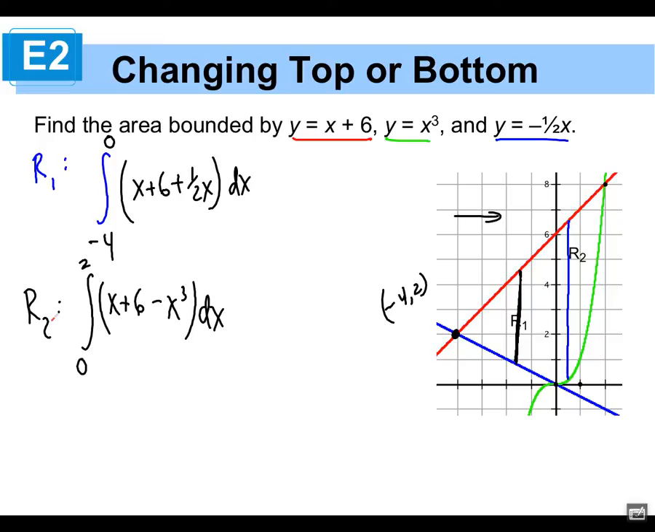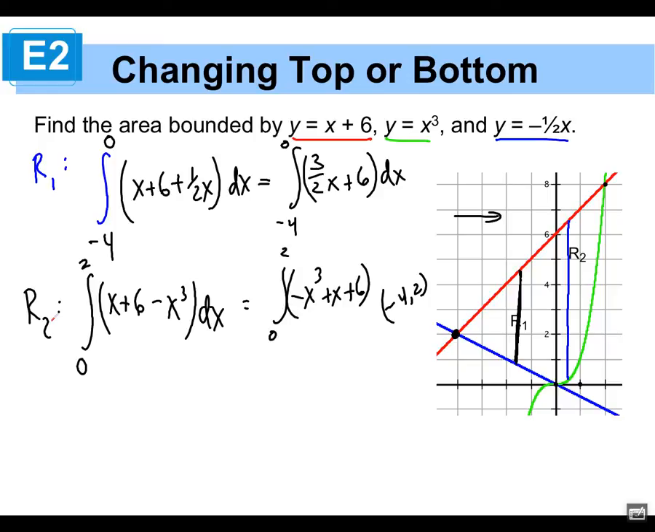Now, depending on the problem, you either simplify the functions and do it manually, add it all up, or you FN it the snot out of both of them. So, for instance, you could rewrite this as going from negative 4 to 0 of 3 halves x plus 6 dx, and this one, actually it wouldn't simplify that much, would be negative x cubed plus x plus 6 dx.